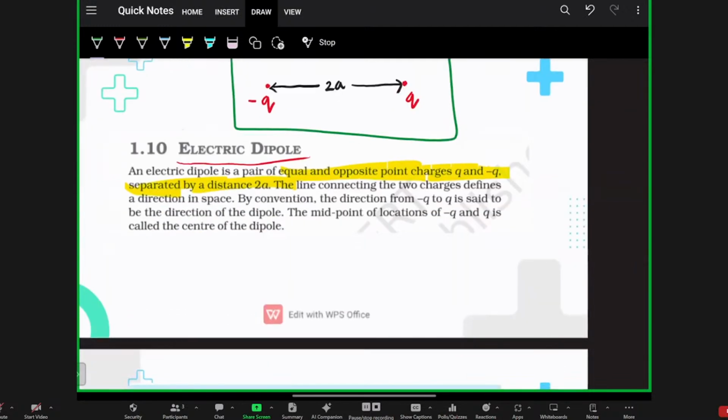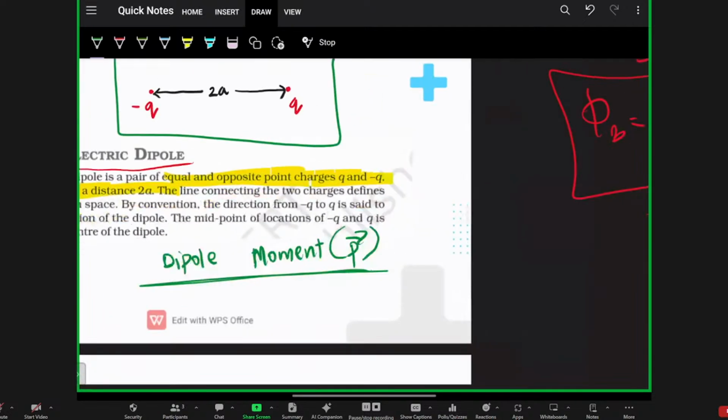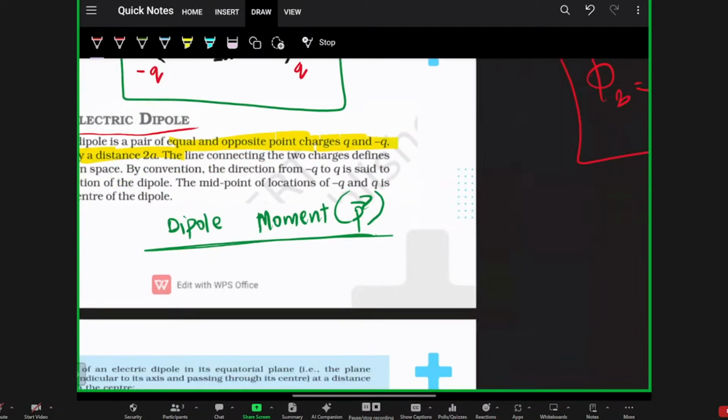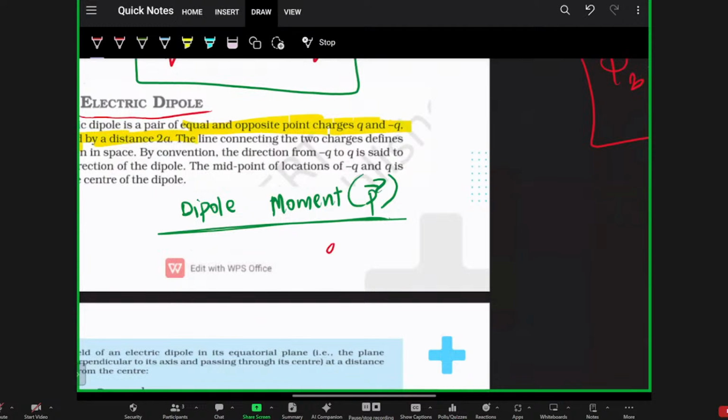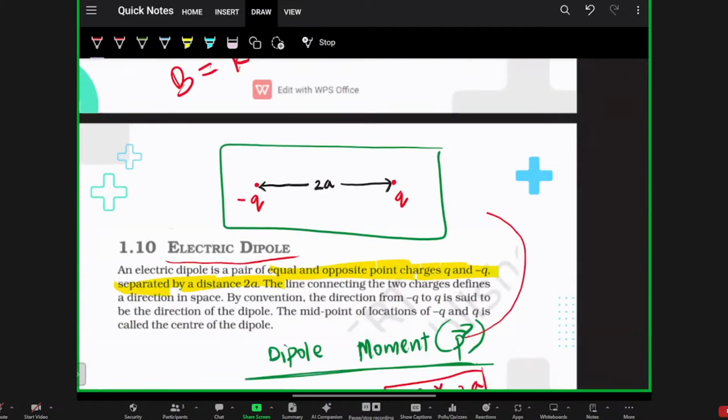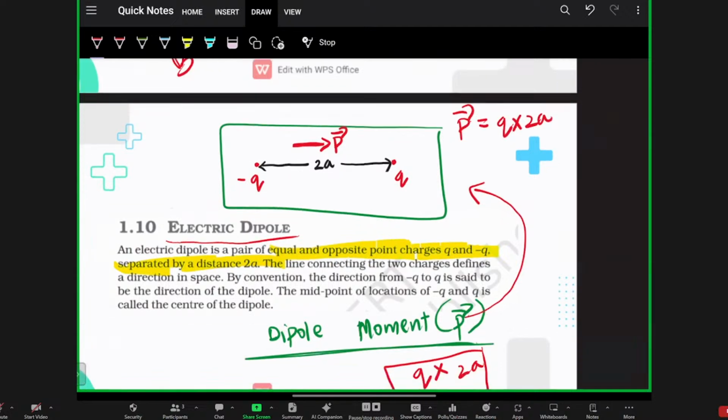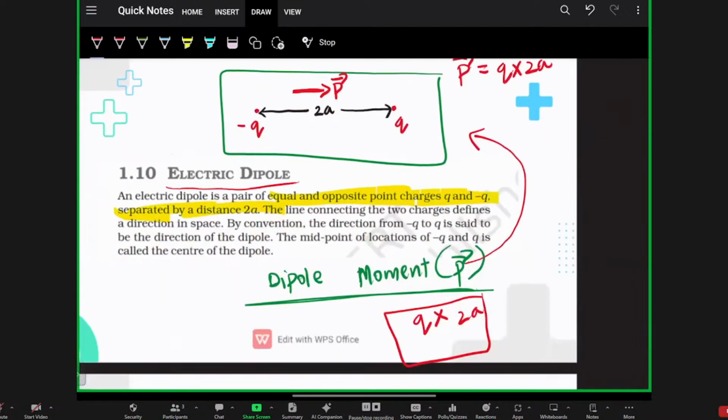Next, what is the dipole moment? That is vector p. The dipole moment is the multiplication of charge into separation, that is q into 2a. The direction of the dipole moment is from minus to positive, and the value of the dipole moment is q into 2a, that is either charge into separation. So this is the electric dipole and this is the dipole moment.